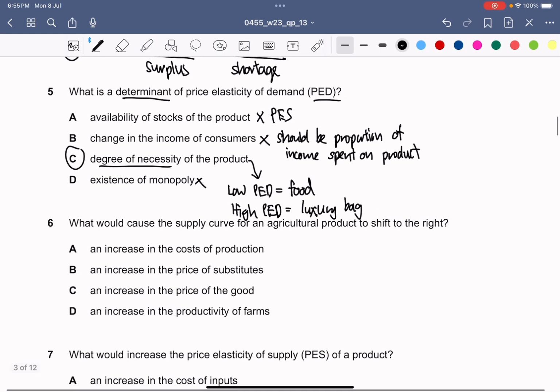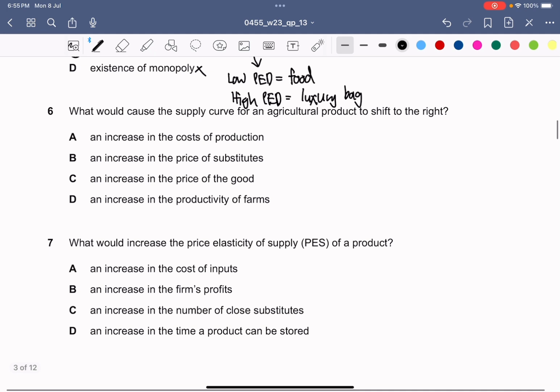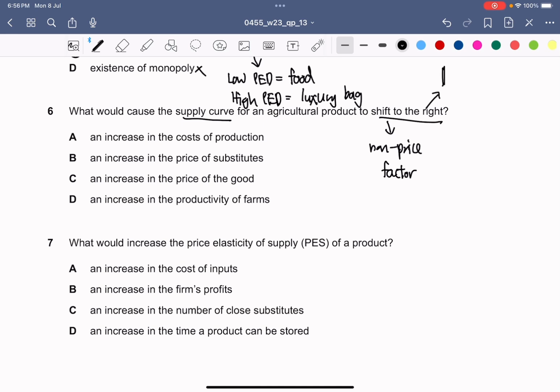Question 6. What would cause the supply curve for an agricultural product to shift to the right? When we say supply curve shifts to the right, there are two things you need to consider. It is a non-price factor, and shift to the right means an increase in supply.